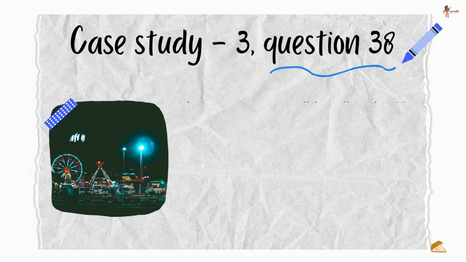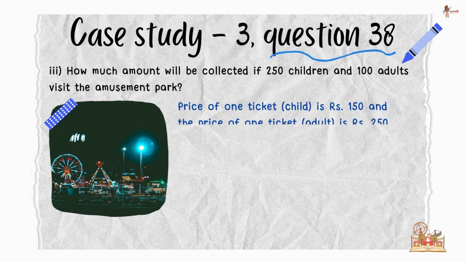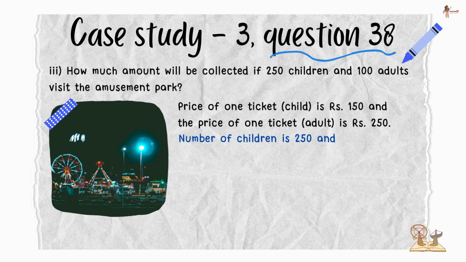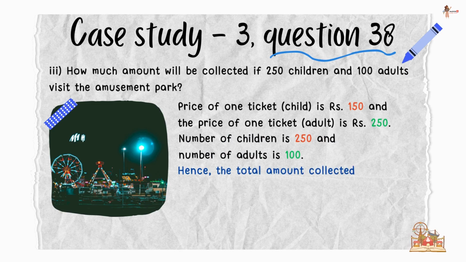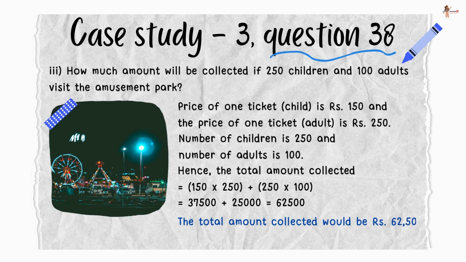Let's see the next part now. How much amount will be collected if 250 children and 100 adults visit the amusement park? Now, price of one ticket per child is Rs 150 and the price of one ticket per adult is Rs 250. Number of children is 250 and the number of adults is 100. That means the total amount collected that day would be 150 times 250 plus 250 times 100, which is equal to 62,500. The total amount collected would be rupees 62,500.